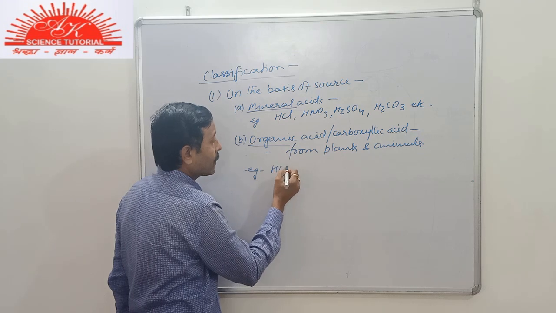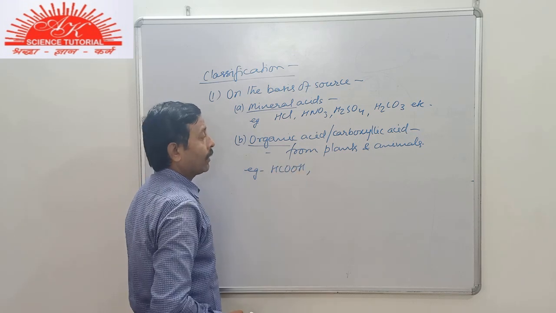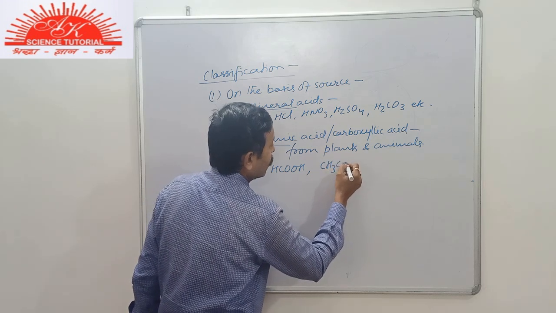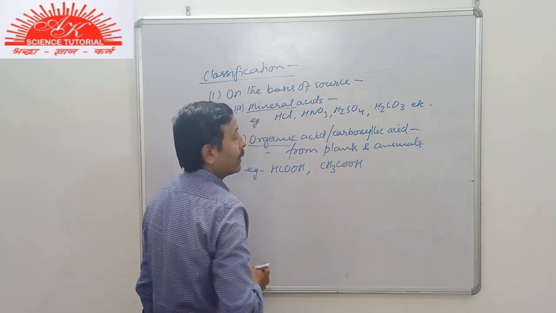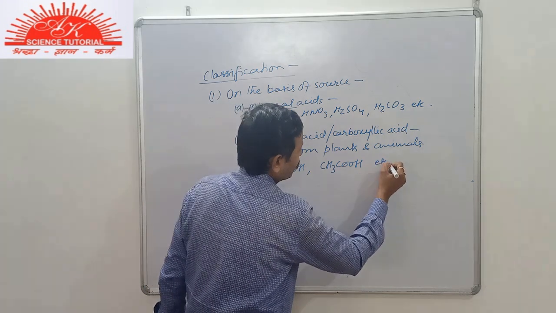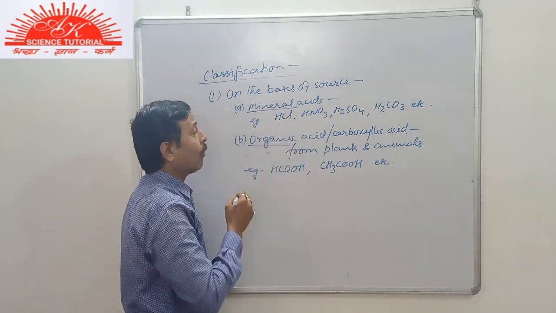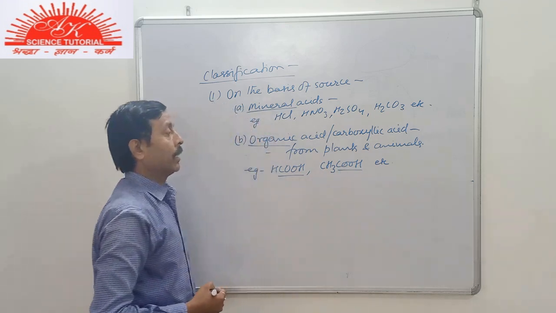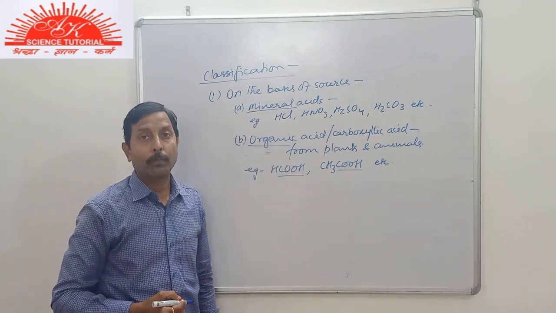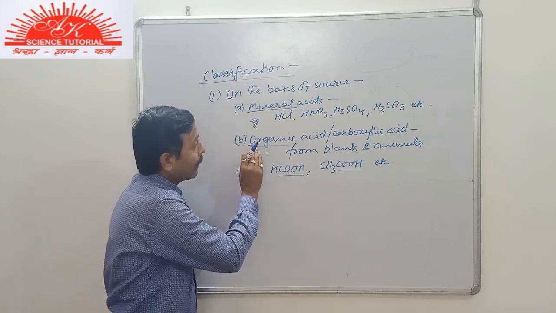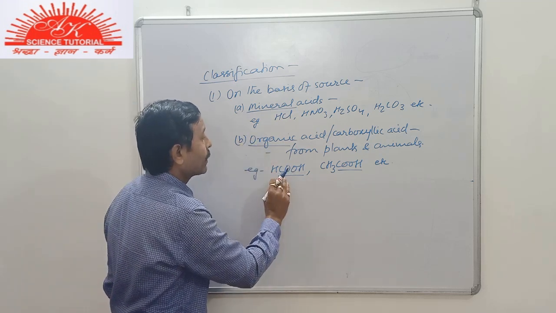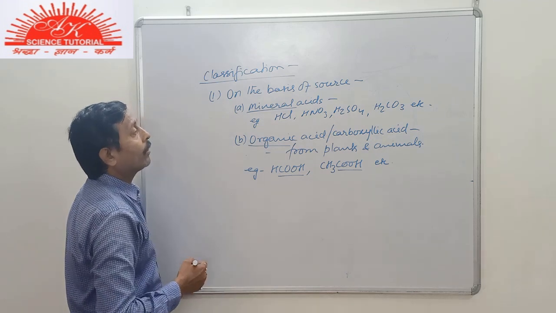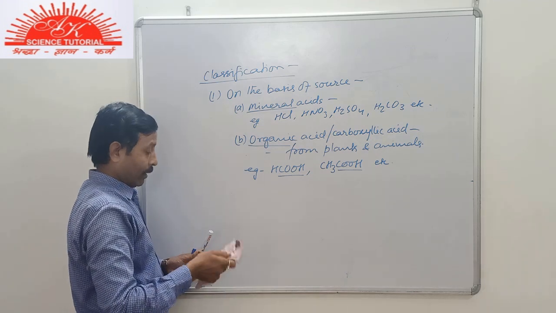Examples: HCOOH, that is called formic acid, CH3COOH, that is acetic acid, etc. What is common in all organic acids? All of them have COOH, also termed as carboxyl group. So all carboxylic acids or organic acids will have COOH group. So this was the first classification on the basis of source.